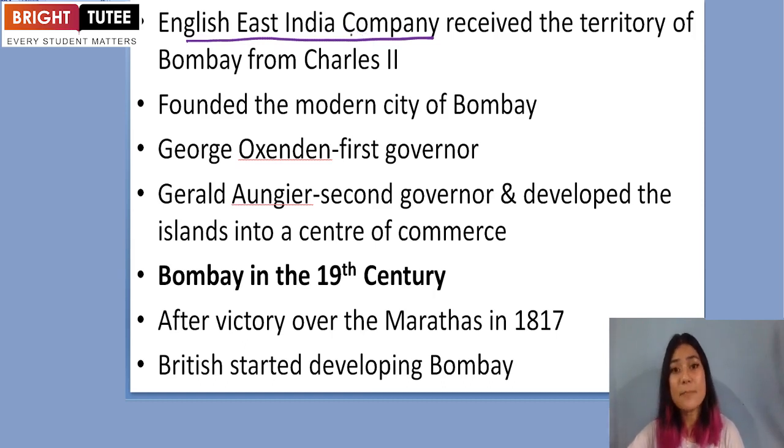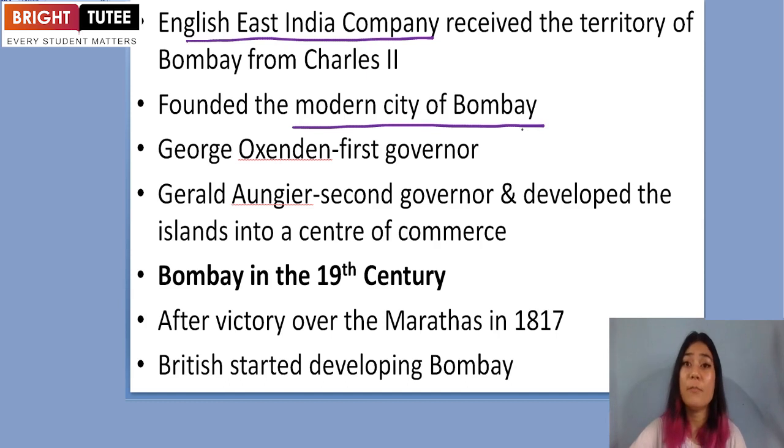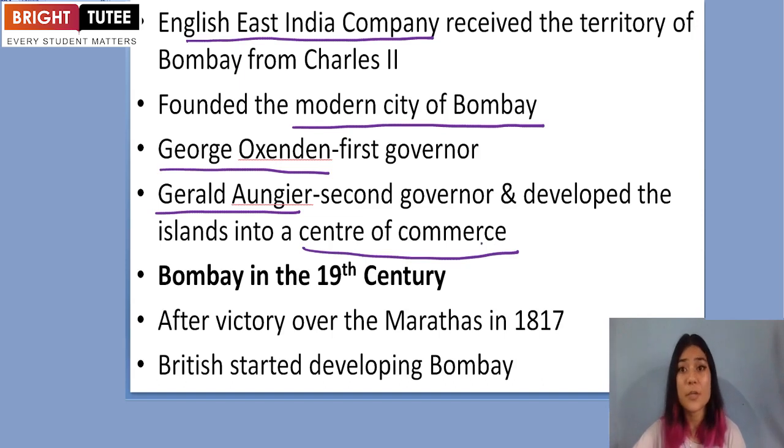After it came to the hands of the English East India Company, it was then that the formation of the modern city of Bombay started. Now, Bombay's first governor was called George Oxenden, and its second governor was called Gerard Aungier, and it was under Aungier's governorship that the island developed as a center of commercial activities. Now that was the brief background of Bombay.